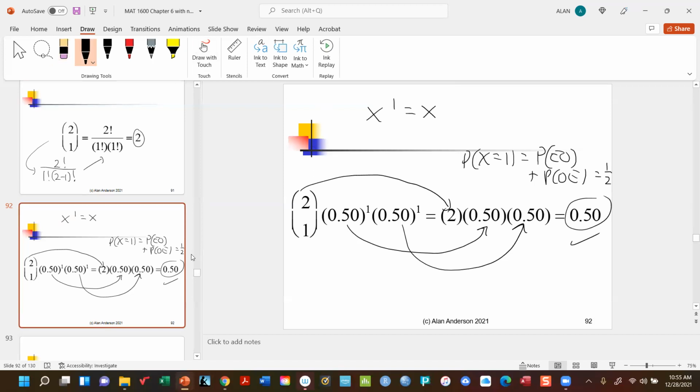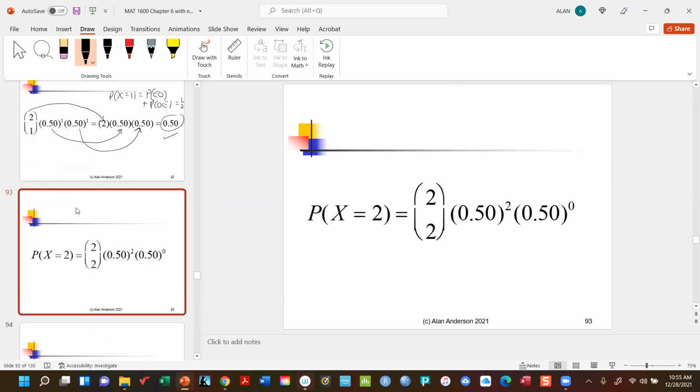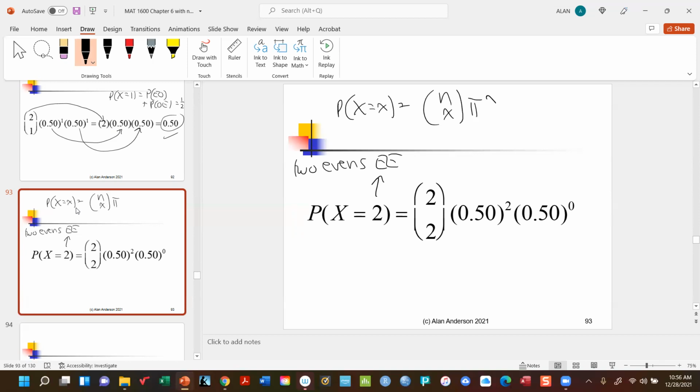All right. And then what about 2? What's the probability of getting 2, which means the probability of getting 2 evens? Well, once again, we plug in the numbers. N is, of course, 2 again. Pi is 0.5. This time, lowercase x is 2 because we're looking for 2 evens. And on the next slide, I'll calculate this value.